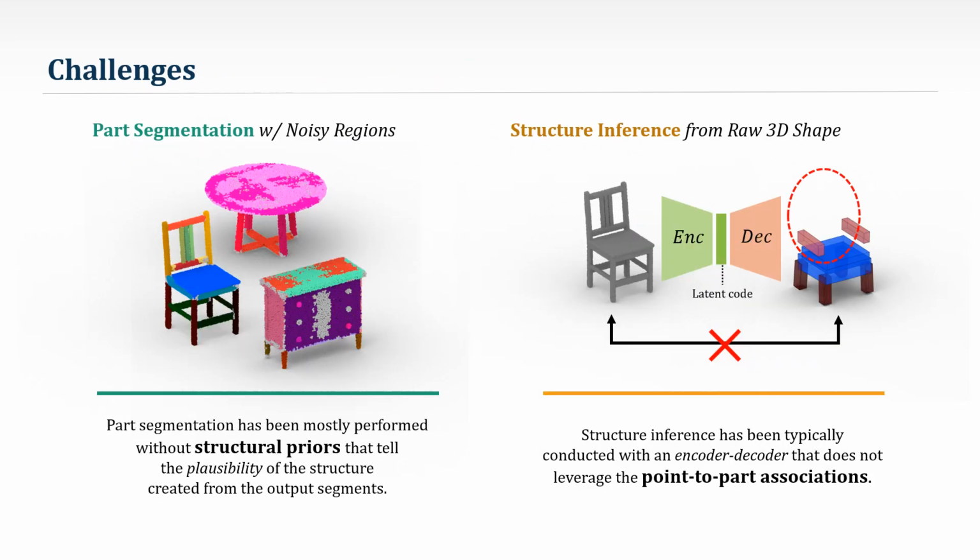While both directions have been extensively explored, there are still challenges for them. Part segmentation has been mostly performed without structural priors that tell the plausibility of the segmentation, producing noisy regions between part segments. Structure inference has typically been conducted with an encoder-decoder network, which fails to predict the accurate output from the raw shape geometry.